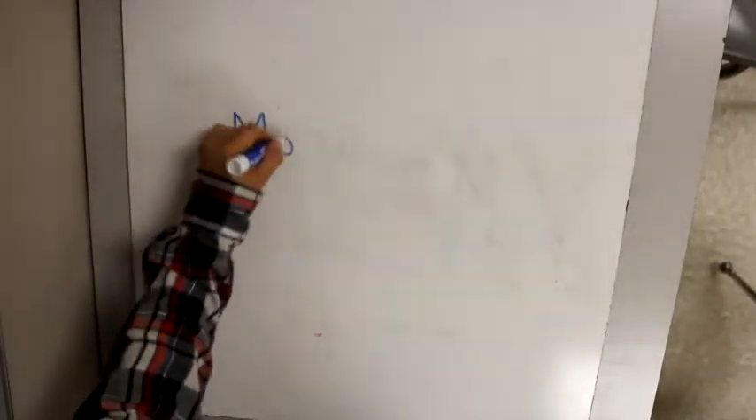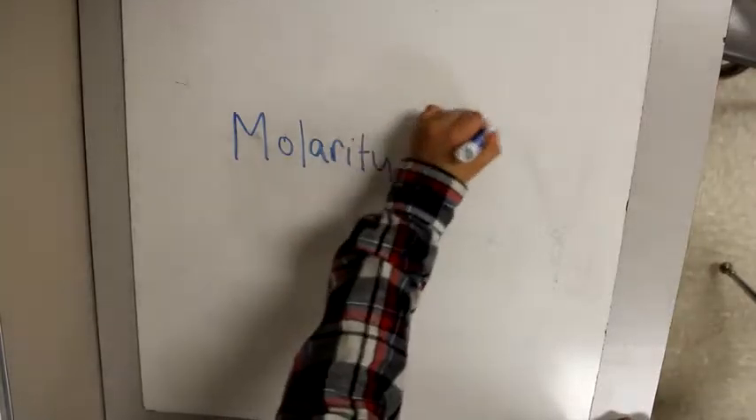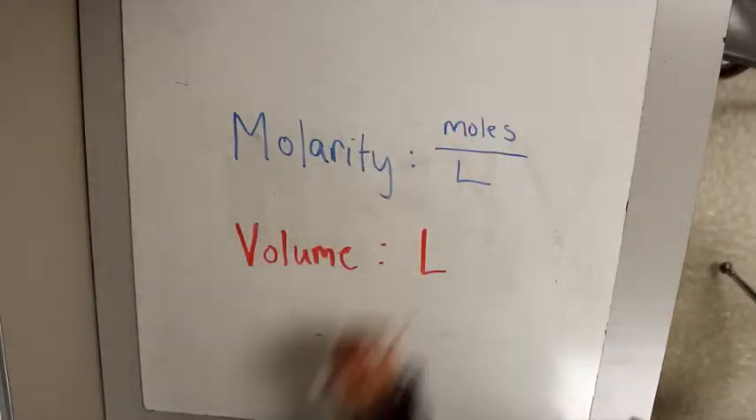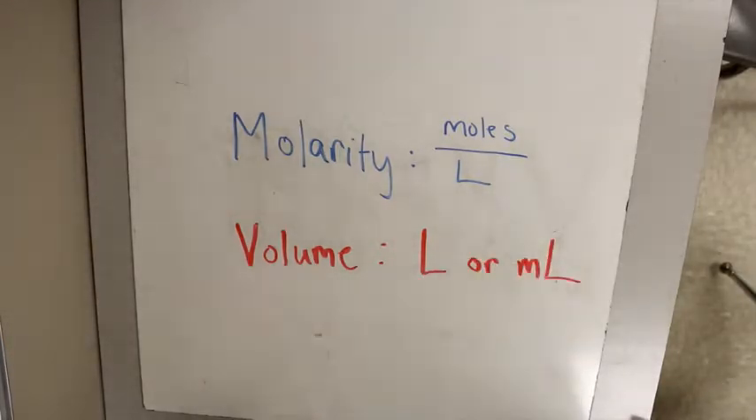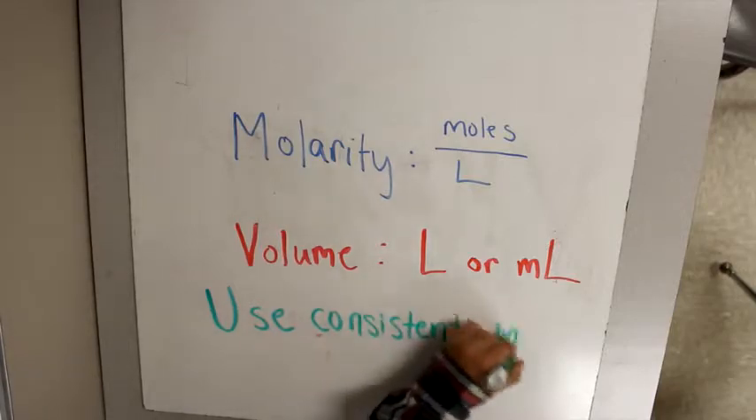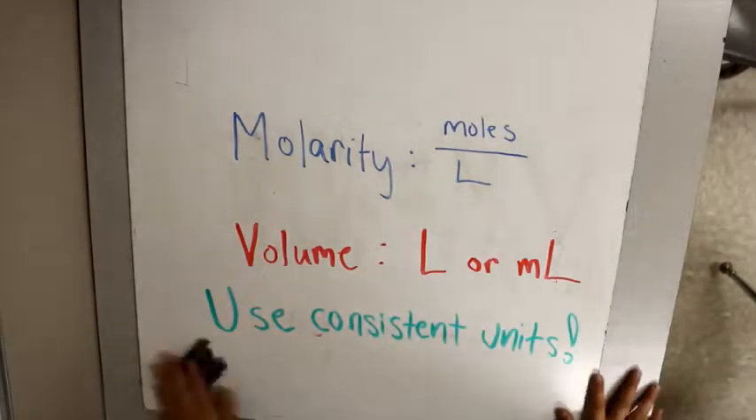M1V1 and M2V2 are equal to each other because when you multiply molarity, moles over liters, by volume, liters, you are given the number of moles of the solute, which does not change when you dilute a solution. This is because the amount of solute stays the same and you are only adding more solvent, usually in the form of water.